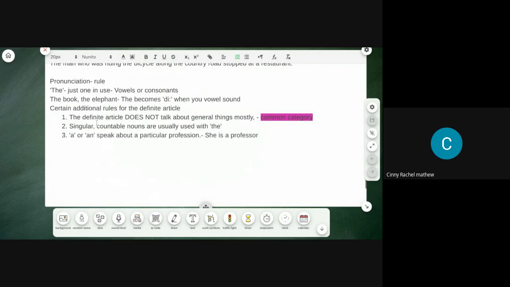So these additional rules: the definite article does not talk about general things mostly, except when it talks about a common category. Singular countable nouns are usually used with the. That is our rule which we learned earlier. This is just summarizing. And a or an speaks about a particular profession. You can use the indefinite articles to speak about a particular profession, like she is a professor.